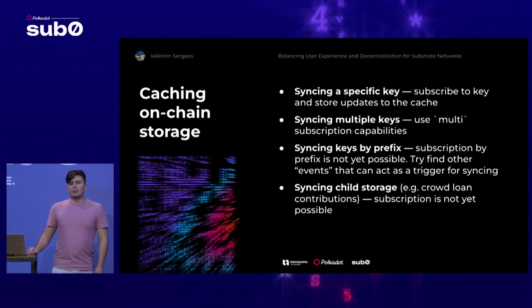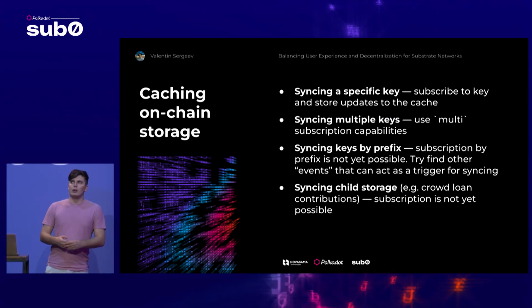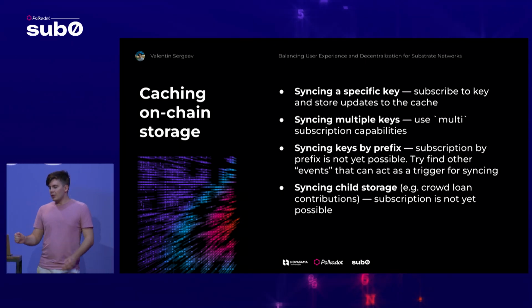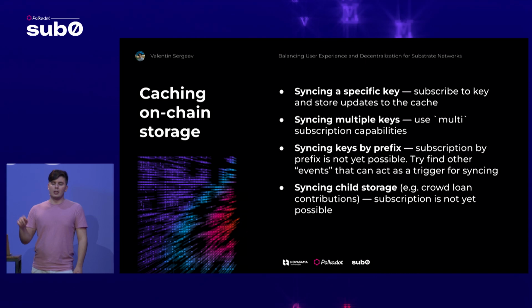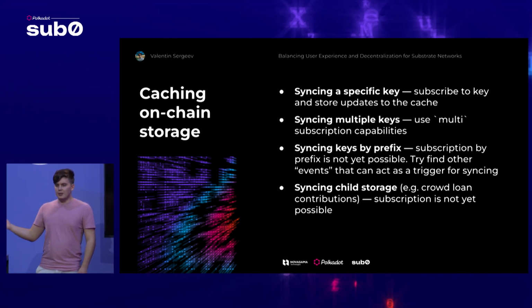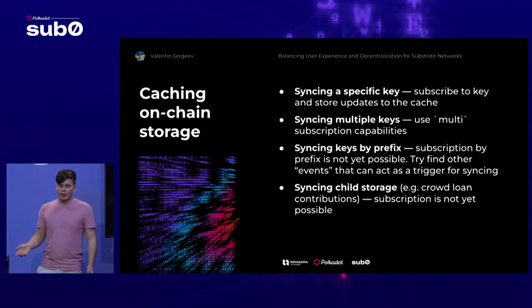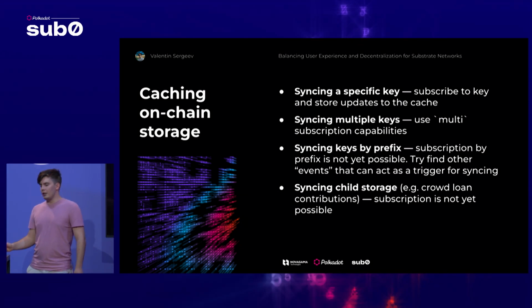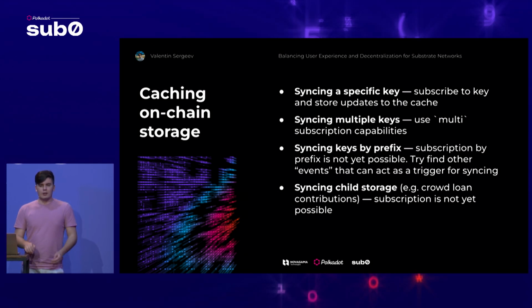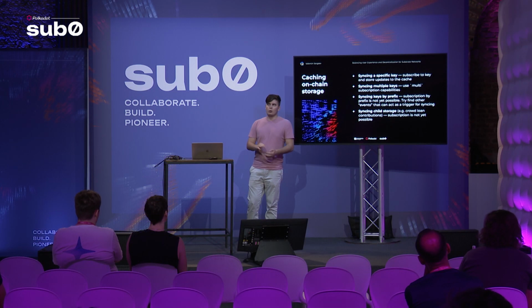So you need to try to find another way to invalidate the cache. For example, if you want to subscribe to active stakers from the staking pallet, you might want to subscribe to the active era index instead, and on each active era update, fetch the new active era stakers since they update at the same time. And this technique applies in almost all of the other use cases.